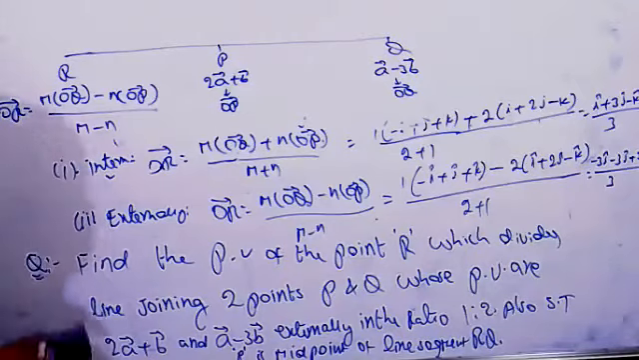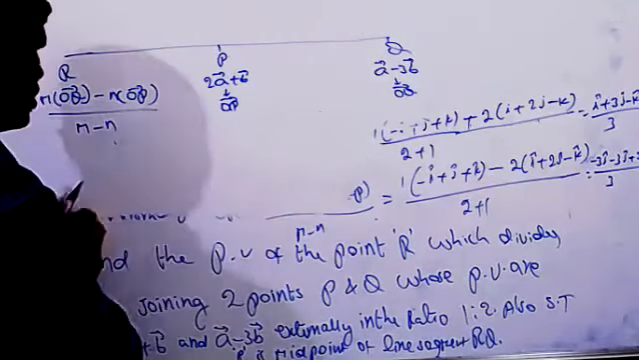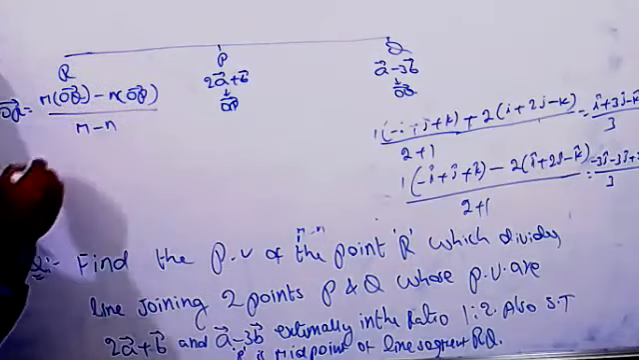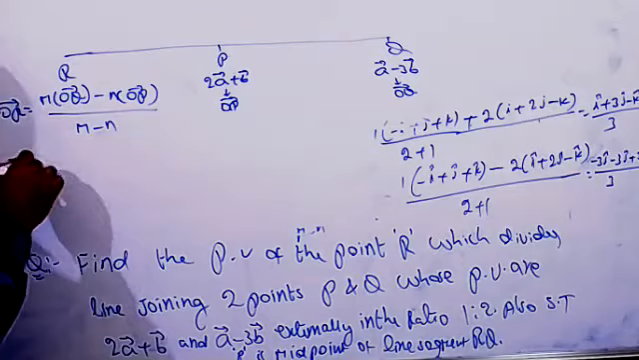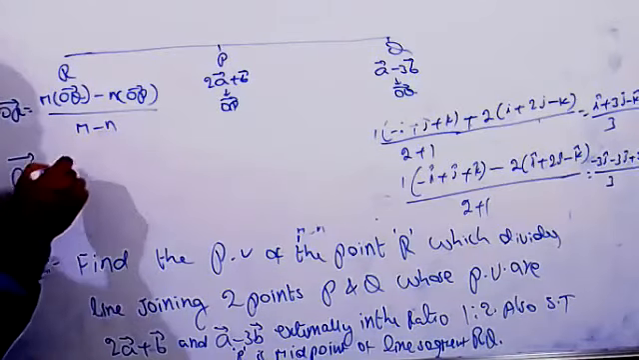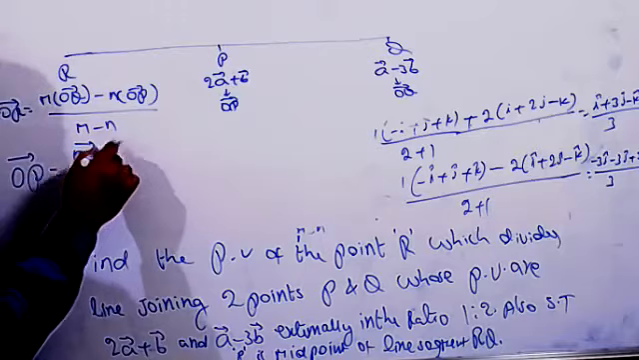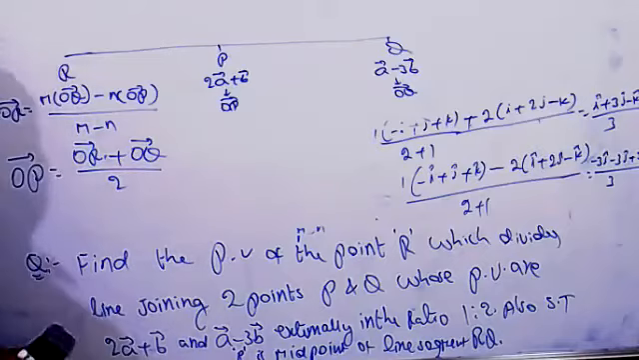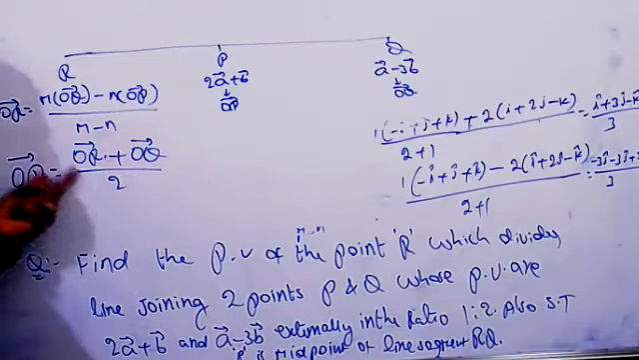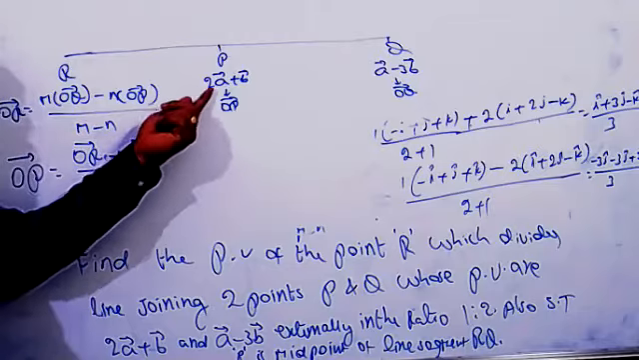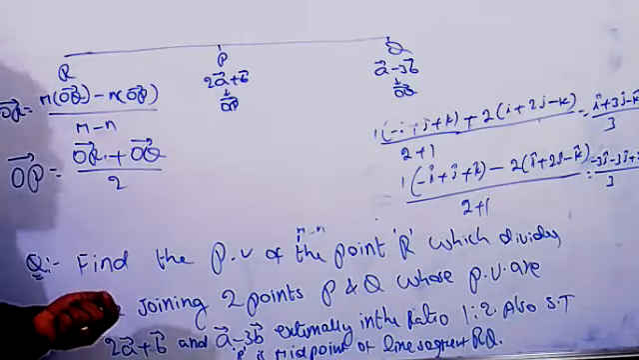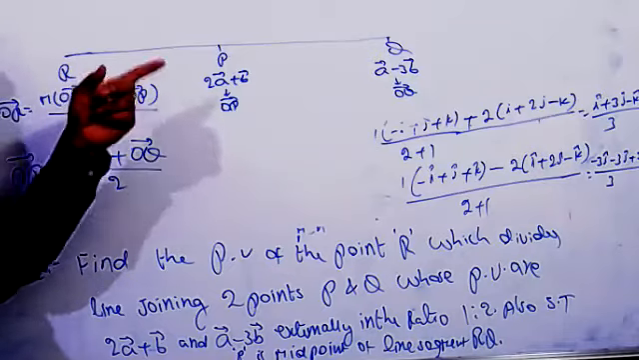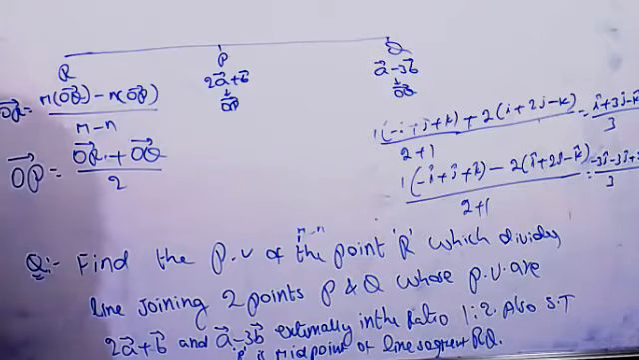After we get the point R, we should show that P is the midpoint of RQ. We can take the condition that OP is equal to OR plus OQ by 2. Suppose we get 2A bar plus B, then clearly we are saying that P is the midpoint of RQ.